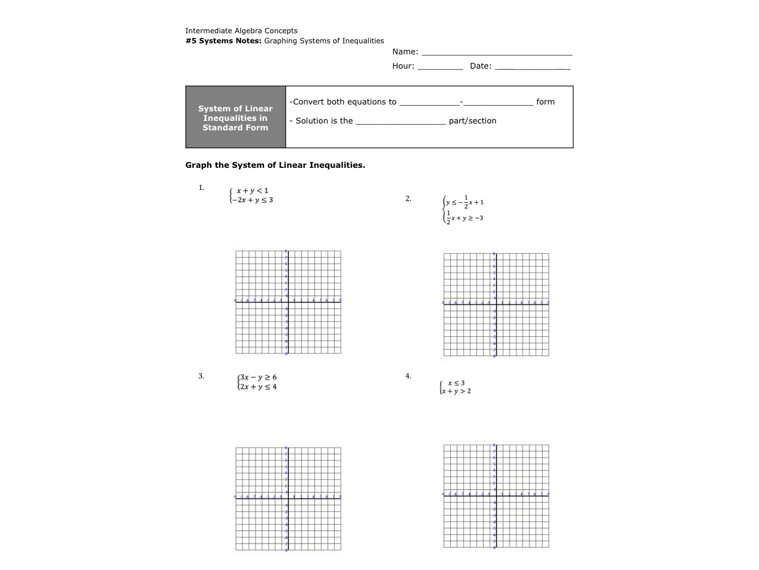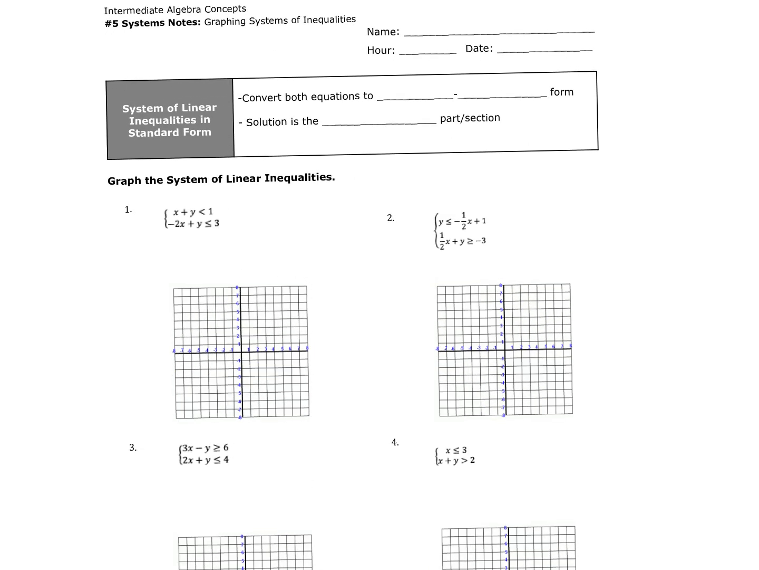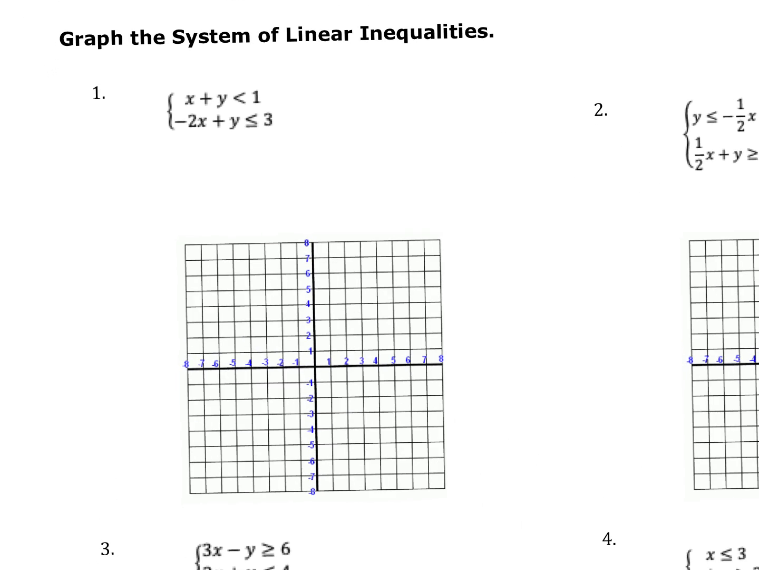Right, here we are working on notes number 5, system notes, graphing systems of inequalities. So the first thing we're going to do is convert both equations to slope-intercept form. Remember that slope-intercept form is y equals mx plus b. The solution is the overlapping part or section.